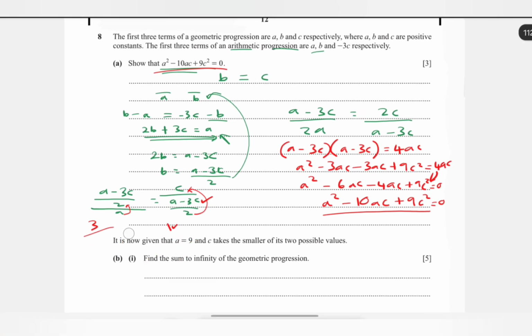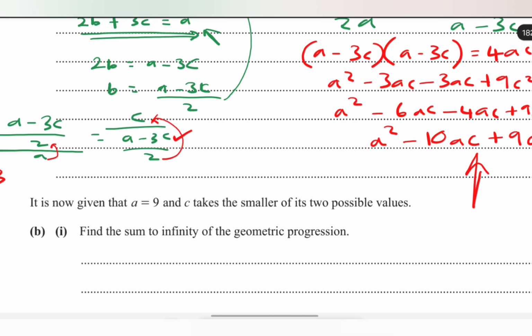And now move on to part B. It says it is now given that a is 9 and c takes the smaller of the two possible values. Then B part 1 says find the sum to infinity of the geometric progression. So taking a to be 9, we're just going to substitute 9 for a in this equation. So then that will be 9 squared, which is 81, minus 10 times 9, which is 90c, plus 9c squared is equal to 0. And that gives us a quadratic.